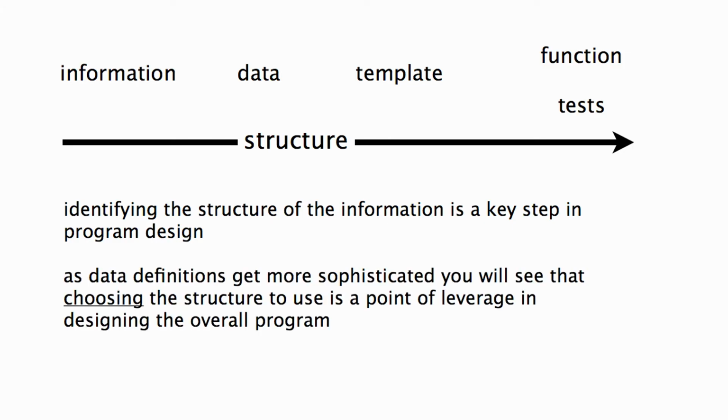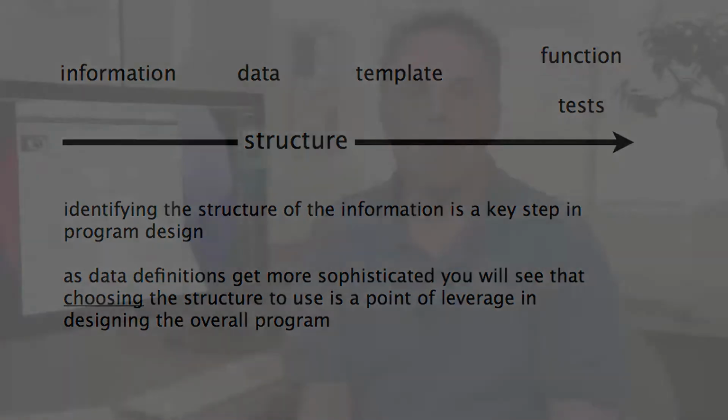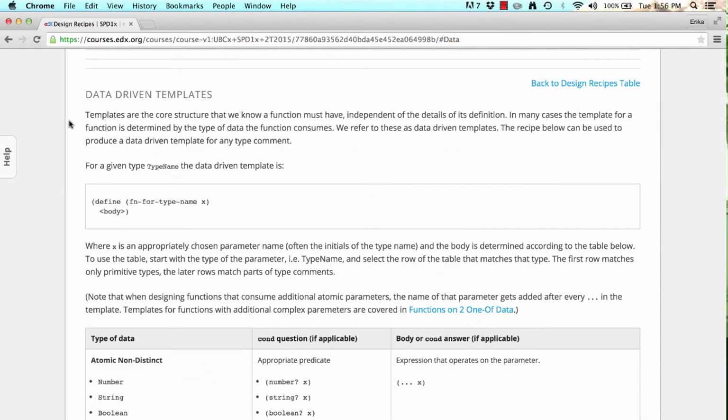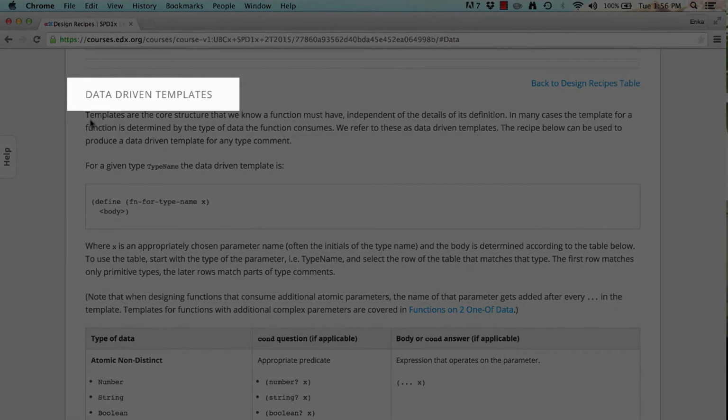As data definitions get more sophisticated, what you're going to see is that there are different choices you can make about the data that you'll use to represent information. And by making different choices, you actually have a lot of influence on the rest of the program, because of this fact that the structure of the data determines the structure of the template, determines the structure of the functions. So designing data is a very high point of leverage for designing programs. There are some programs for which that's less true, but for very many programs, this data-driven approach that we're taking in the first 2 parts of this course does a very good job of producing the structure of large parts of the program.